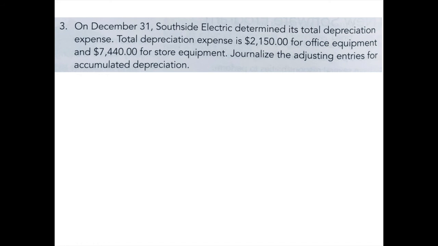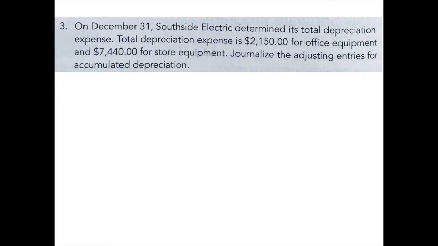Instruction 3: on December 31st, Southside Electric determined its total depreciation expense. Total depreciation expense is $2,150 for office equipment. And so what they do is they go through all their office equipment and figure out one of those sheets like we did in the first problem, and we figure out how much each piece of office equipment is going to depreciate. They total it up and they make one entry for office equipment. Then they do the same thing with their store equipment. They'll go through all the store equipment, anything that's depreciated, and then they will add that up.